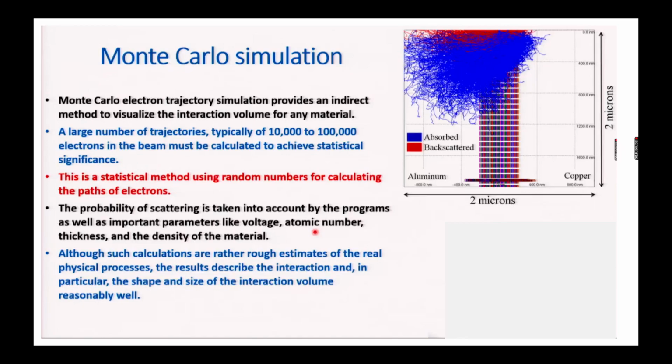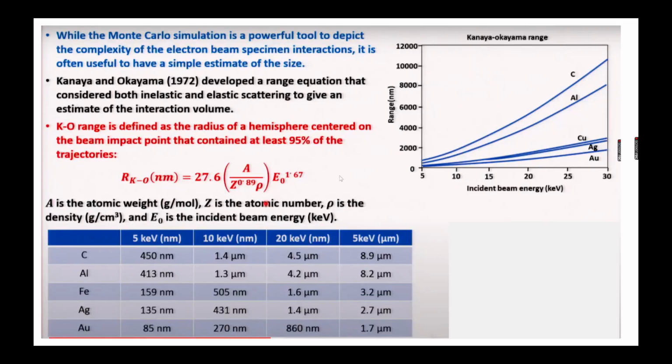Okay, when the electron is interacting with a lower atomic number or a higher atomic number, and what could be the thickness similarly, and the density of the material. So these are some parameters which are very important when any electrons interact with any specimen. Okay, so we will see further.